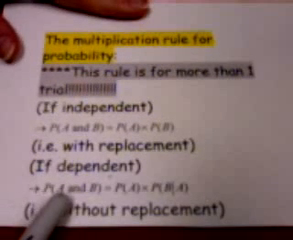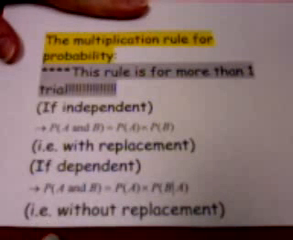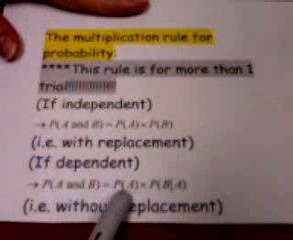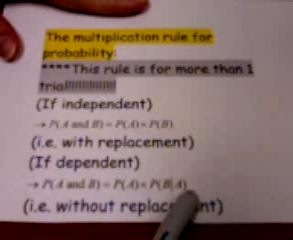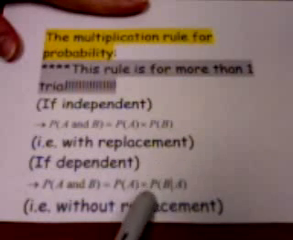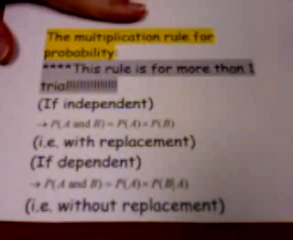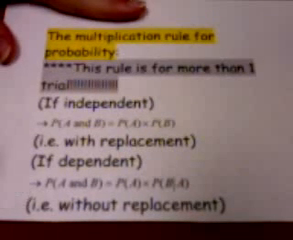If the objects are dependent, and that means without replacement, meaning you're not putting them back, so the next straw is dependent on what you got for the first straw. If that's the case, then the probability of A and B is the probability of A times the probability of B given A. So this brings in the conditional probability that we'll talk about too at the same time. So I'm going to show you how to do some that are independent and some that are dependent, so you can see both of these.